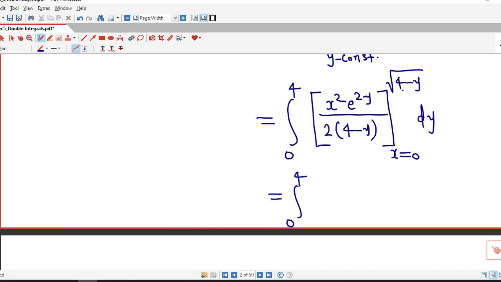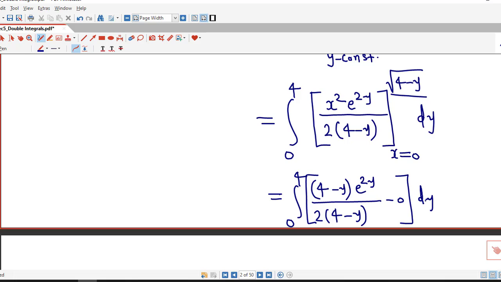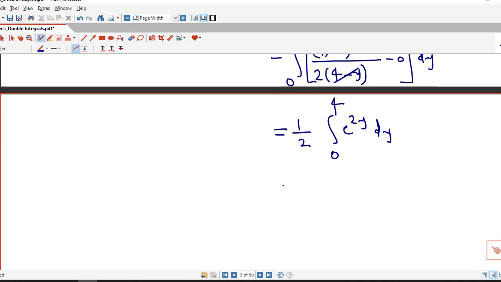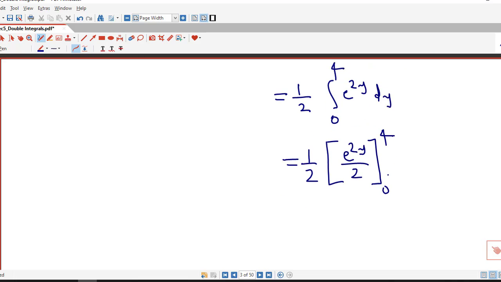If we take the square root of 4 minus y, we have x square equal to 4 minus y, and this is as it is. For the lower limit we will obtain 0 because x is in the product. So now this 4 minus y will cancel out, and 1 by 2 is constant that we can take outside, and we are left with the integral of e raised to 2y from 0 to 4. Now the integral of e raised to 2y is e raised to 2y divided by 2. Limits are from 0 to 4.